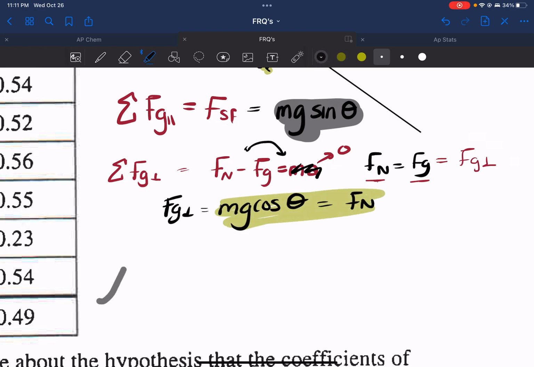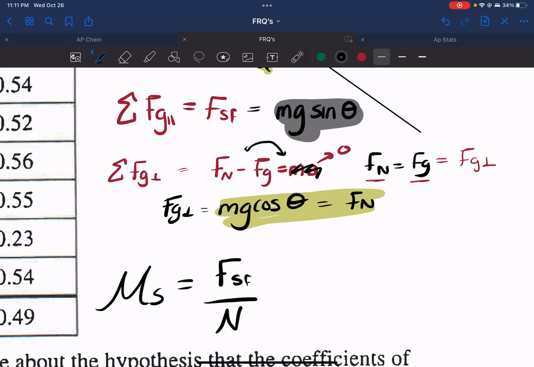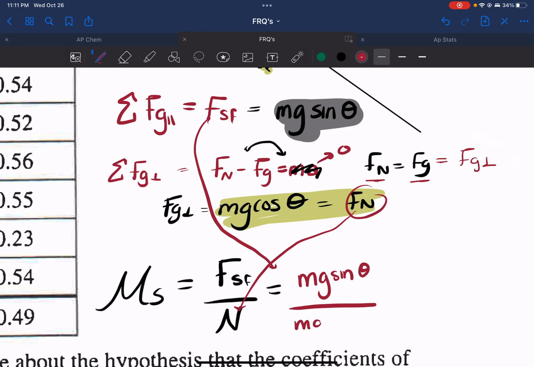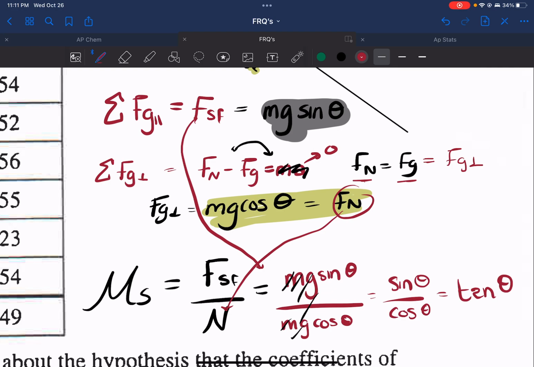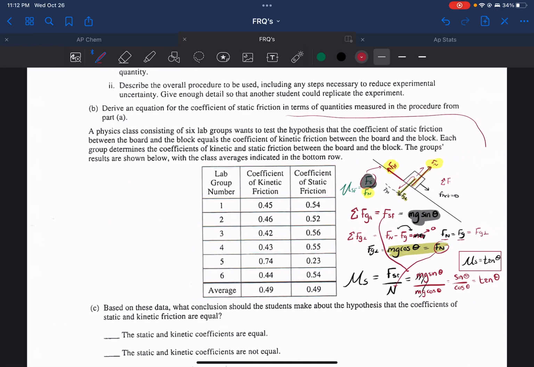So, to write the formula, mu is equal to force static friction over the normal force. And we just found our force static friction, which is mg sine theta. And then we just found our force normal, which is mg cosine theta. You can make it a hypothesis that these are going to cancel out, leaving it as sine over cosine theta, which is going to equal tan of theta. So mu s is equal to tangent theta. And this is your answer for deriving an equation, part A.